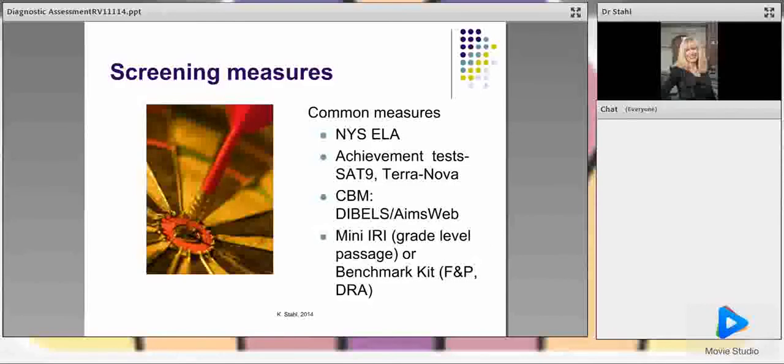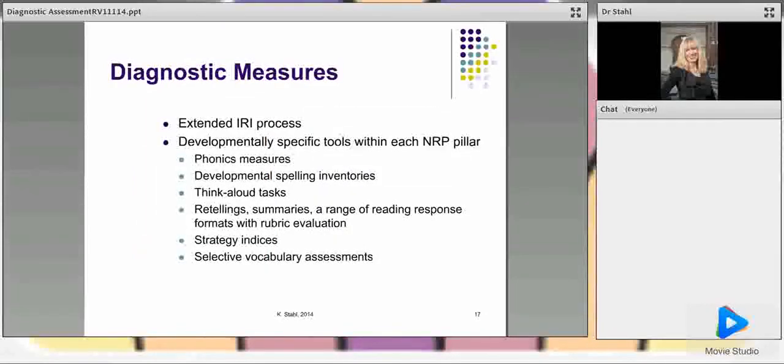Okay, we've mentioned screening measures, and that was covered in your earlier webinar. So the diagnostic measures that might be used might be things like an extended IRI process or informal reading. When I say IRI, that's referring to an informal reading inventory process that engages children in reading text, doing a retelling, answering questions, and that reading, whether it be orally for younger children or silently for older children, would be timed to give us a nice words correct per minute, or words per minute fluency score.